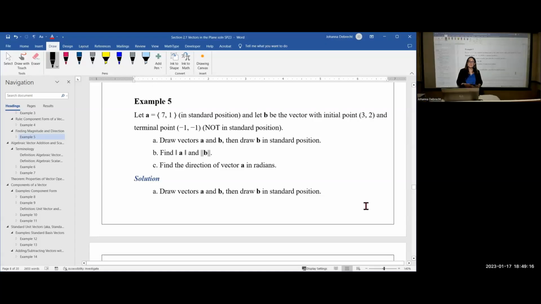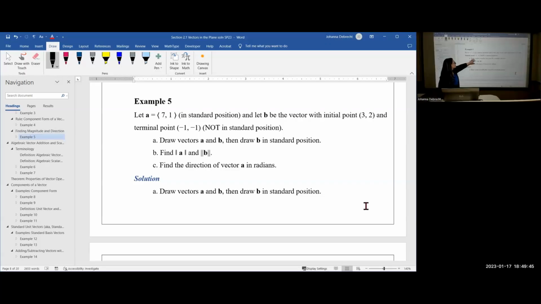Okay, let's take a look now at example 5. In example 5, we have a vector A in 7, 1 in standard position. B is the vector starting at 3, 2 and terminating at -1, -1, obviously not in standard position. Draw both vectors, then put B in standard position, find their magnitudes, find the direction of vector A in radians. Okay, so I've got to do all of that.